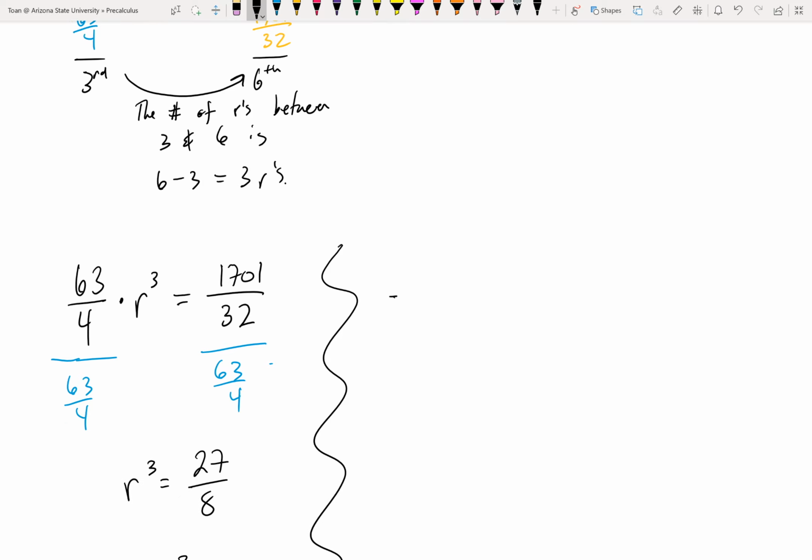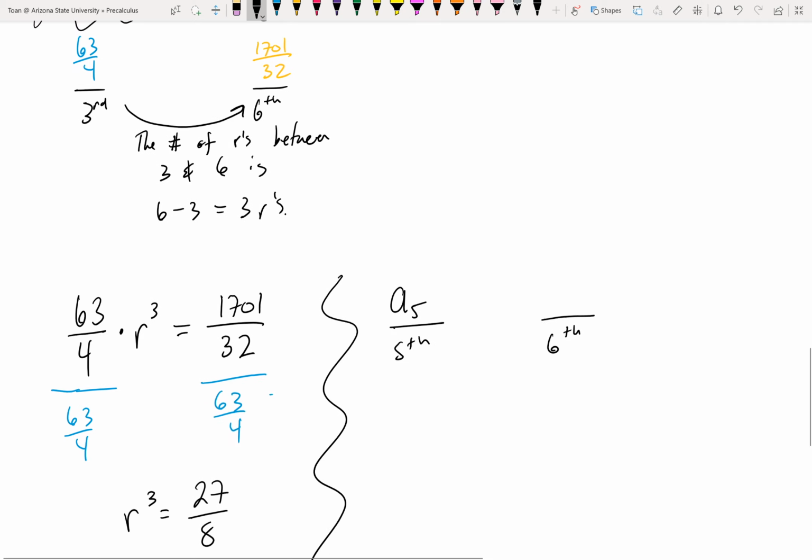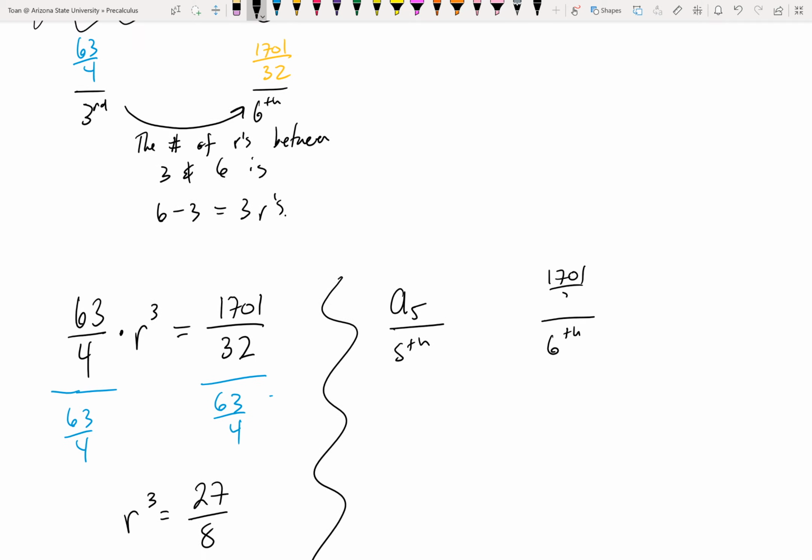So what's the logic? The logic is, and remember sequences, they go in order, so you have to write the fifth term first. Between the fifth term and the sixth term, I don't know what the fifth term is, so I'll use a variable. I do know what the sixth term is, 1701/32, and the idea is that there's only 1 r separating the two. So if I start with the fifth term and I multiply by r, which we just figured out is 3/2, I should end up with the sixth term, which is 1701/32.